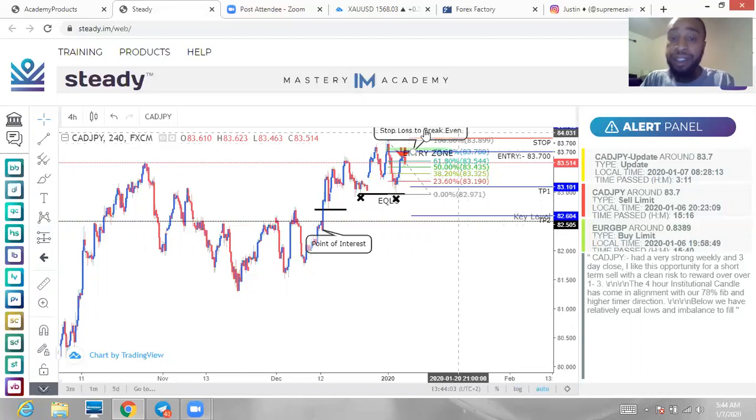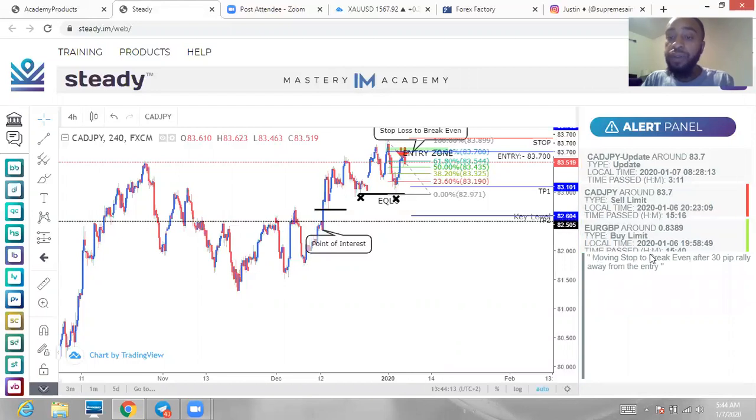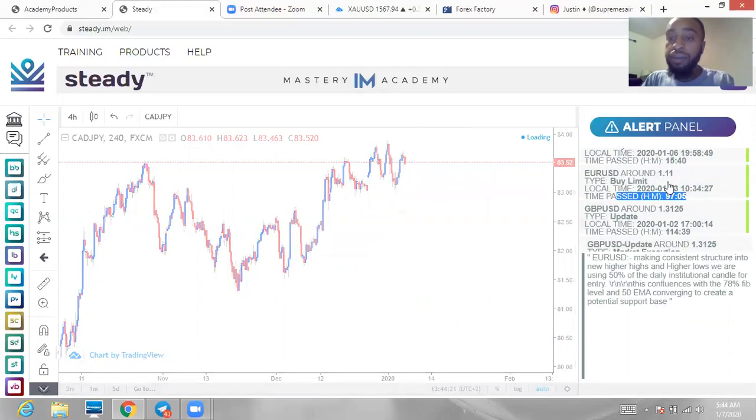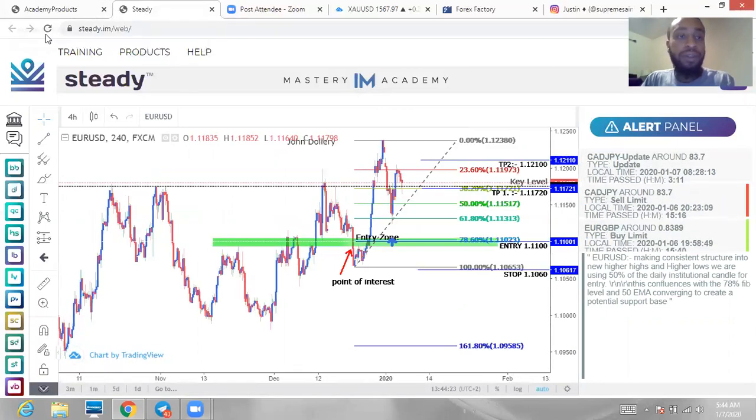So make sure we pay attention to updates like this, and also make sure we read the messages. The yellow column right here indicates update, and as you see, when I clicked on it, the message changes. Moving stop loss to break even after 30 pip rally. So this is what y'all are going to be taking advantage of. Let me refresh this.